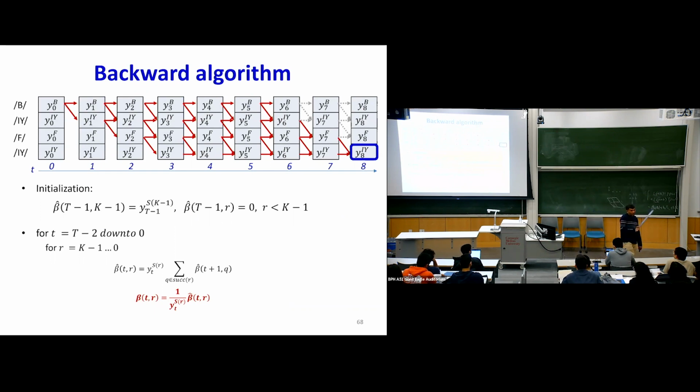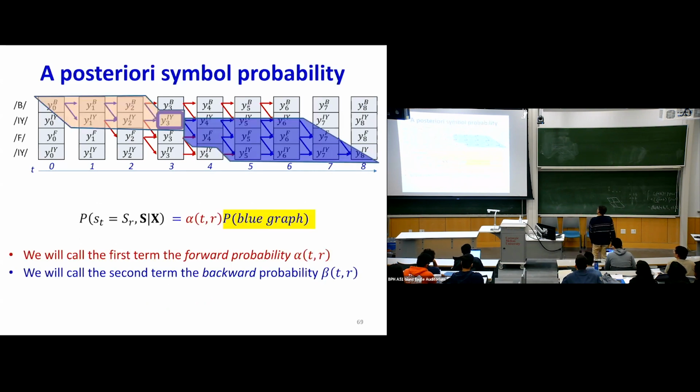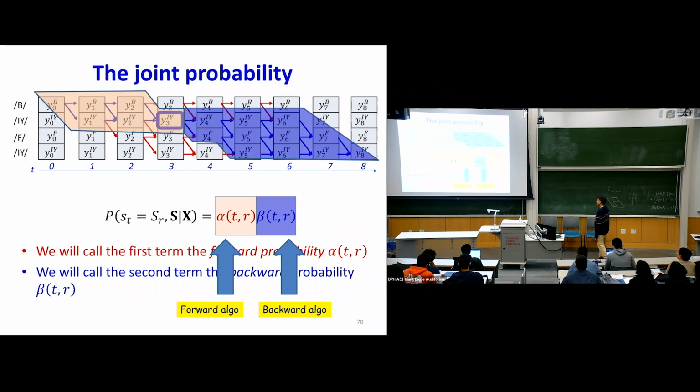And each time you go down the column, for each node, you sum up the beta hats for all the children and then multiply it by the node probability. Very easy. Finally, when you're done, you divide to get the actual beta from beta hat, you divide it by the node probability. So now we know how to compute the probability of the blue graph, and that's what you're going to represent using beta.